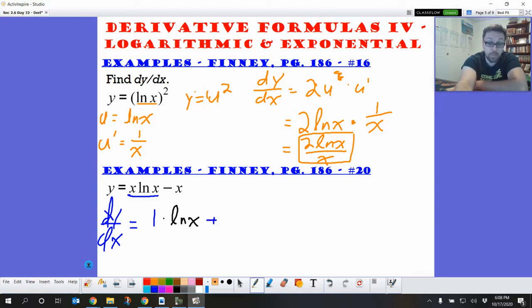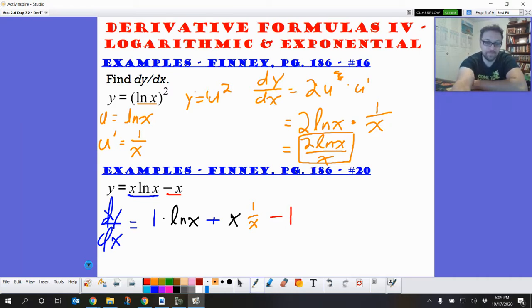Product rule tells me to put a plus in between them. Do the first thing, which is x, times the derivative of the second thing. So the derivative of ln, we wrote down earlier, is 1 over x. Minus, in a very separate fashion, I need to do the derivative of x, which is 1.